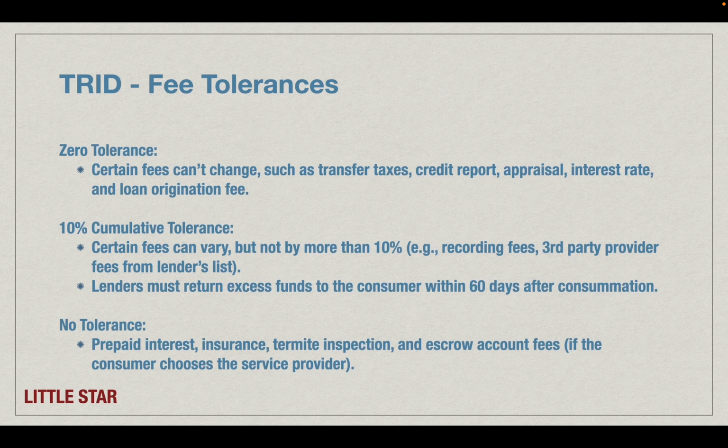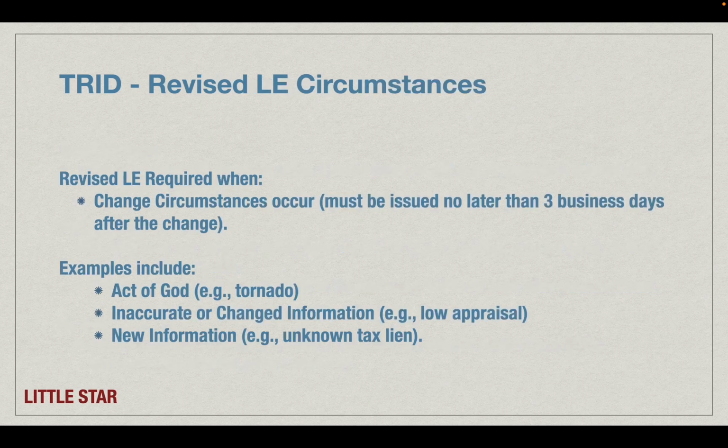Fees like prepaid interest, insurance, and termite inspections have no tolerance limits, especially if the borrower chooses the service provider. Revised loan estimates are required if there's a change in circumstances, and the lender has to issue them no later than 3 business days after the change. Changes could include things like an act of God, like a tornado, inaccurate or changed information, like a low appraisal, or new information, like a previously unknown tax lien.